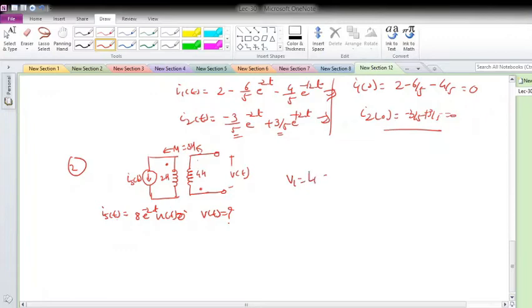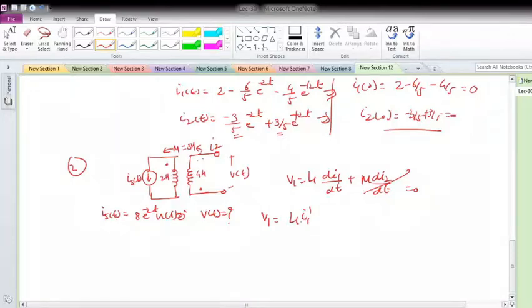V1 was L1 di1/dt plus M di2/dt according to our conventions. Now this is the equation for coil 1, and I observe that this is my I1 and this is my I2. The secondary is open, so I2 will be 0, so this term will be 0. So V1 will be L1 I1 dash.